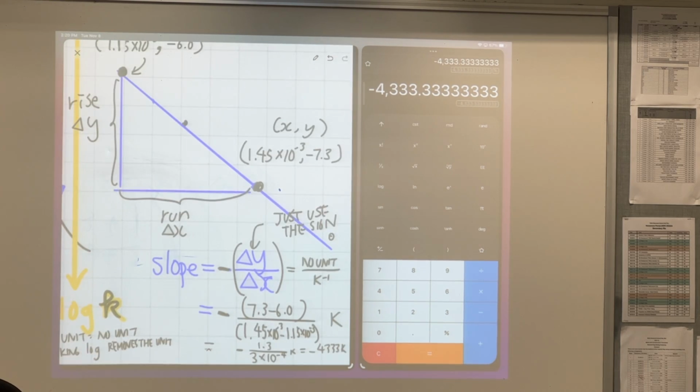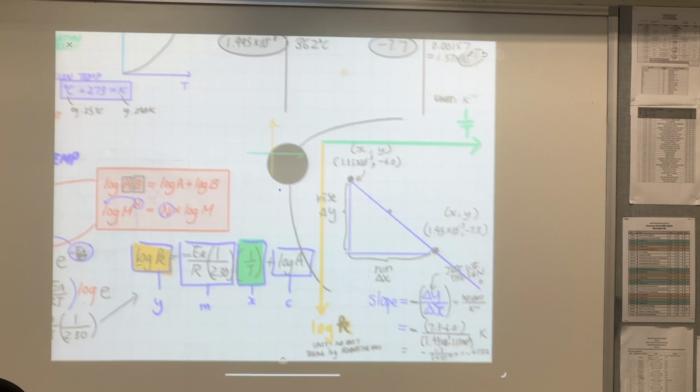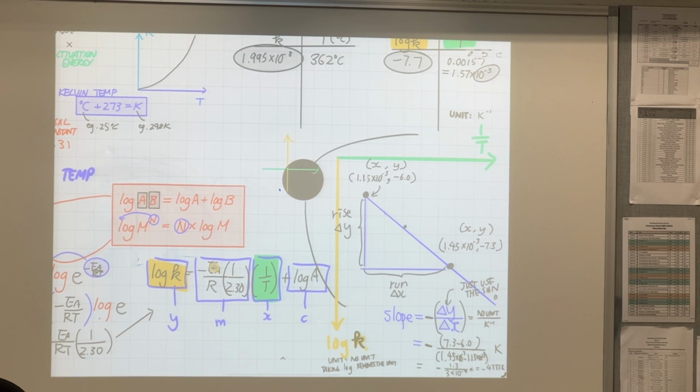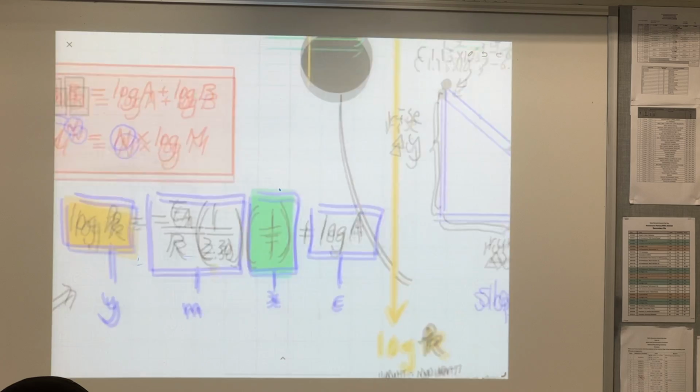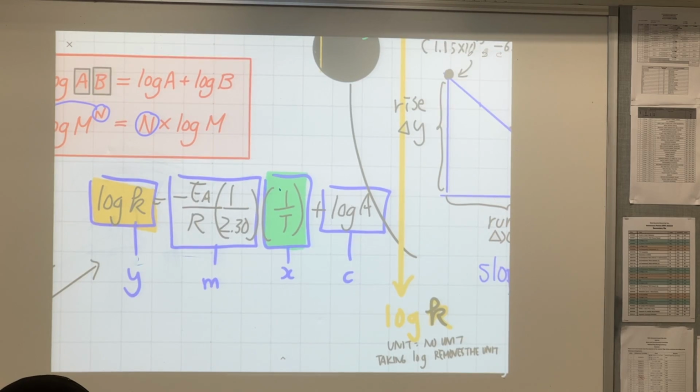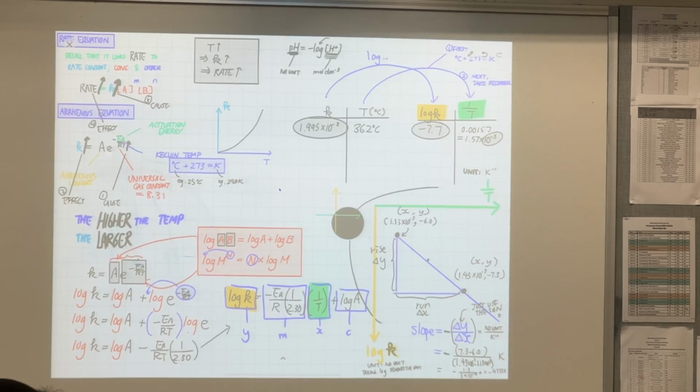But this is not the answer we are looking for. Why? The answer we are looking for is hidden in the slope. Can you see that the activation energy is part of the slope, right? It's not the slope itself, but it is part of the slope. Now, all that we need to do is to make EA the subject. Okay, so let me copy this equation to the next page, just before.